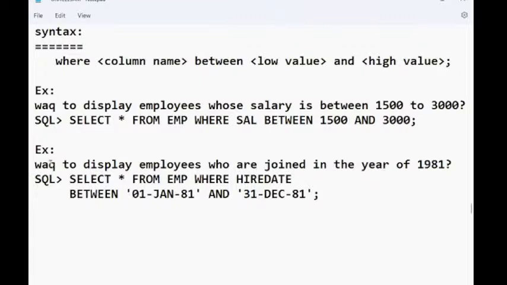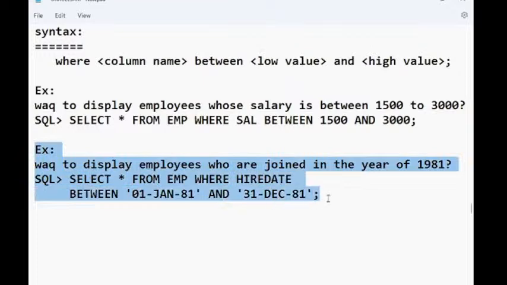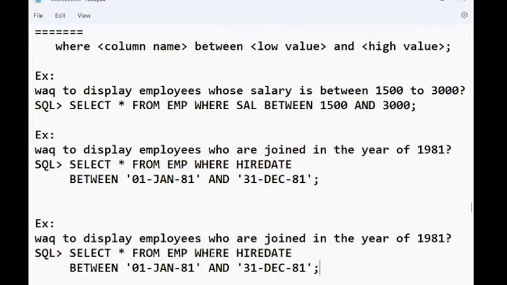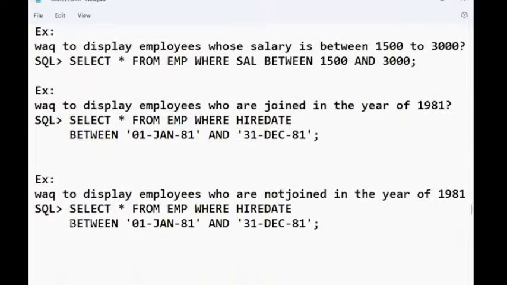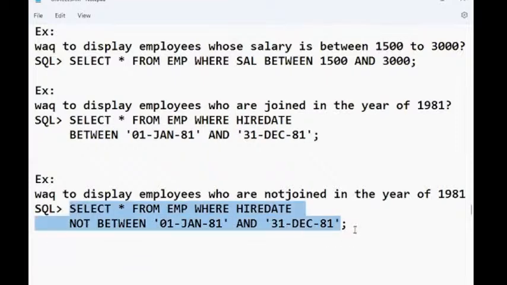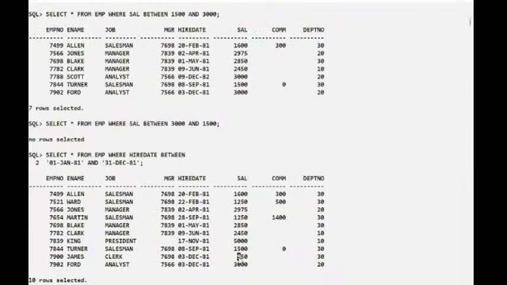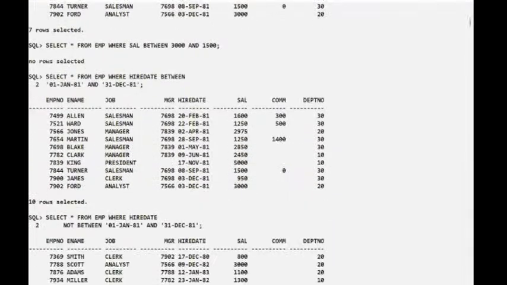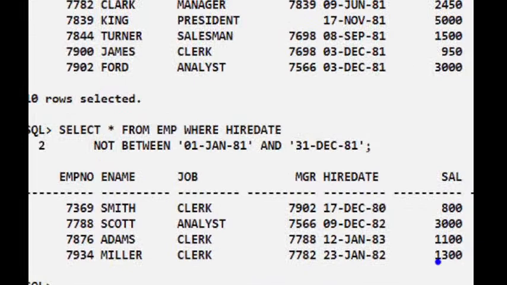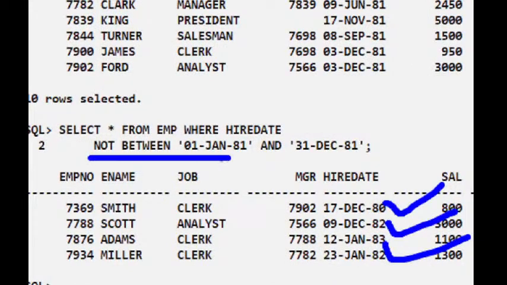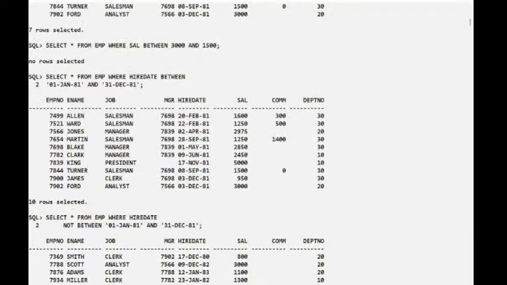The same applies to the negative operation. Who are not joined in 1981? What do we want to do? Just use NOT BETWEEN, so except the given dates. Who came again? 1980 people, 82 and 83. So NOT BETWEEN is the negative operation.